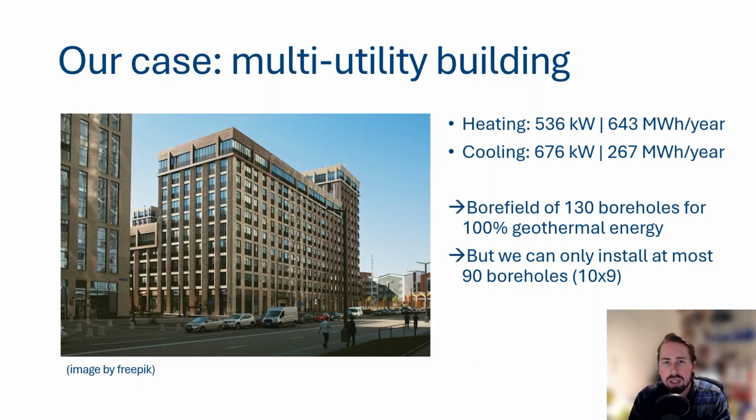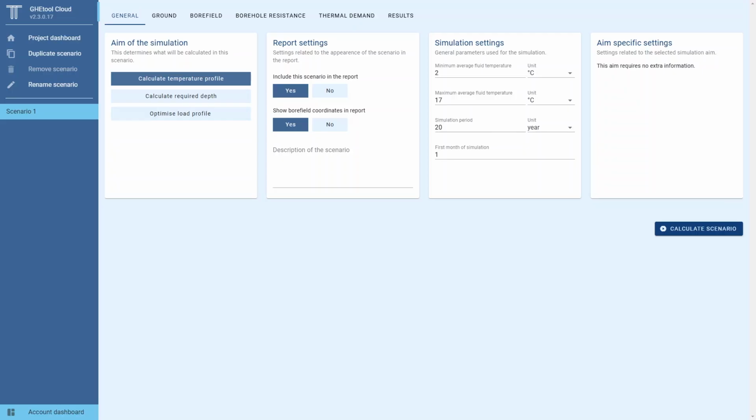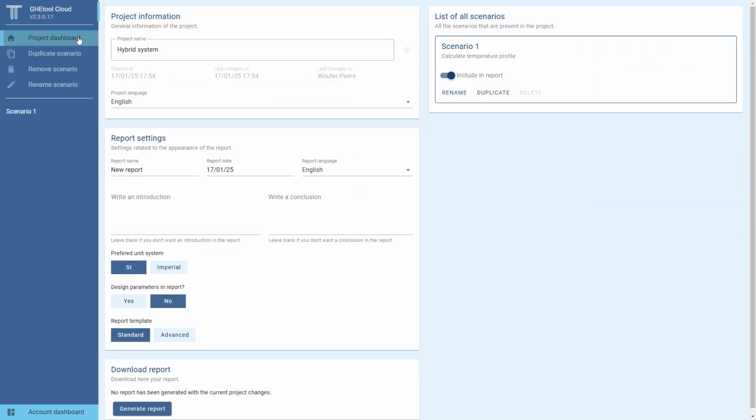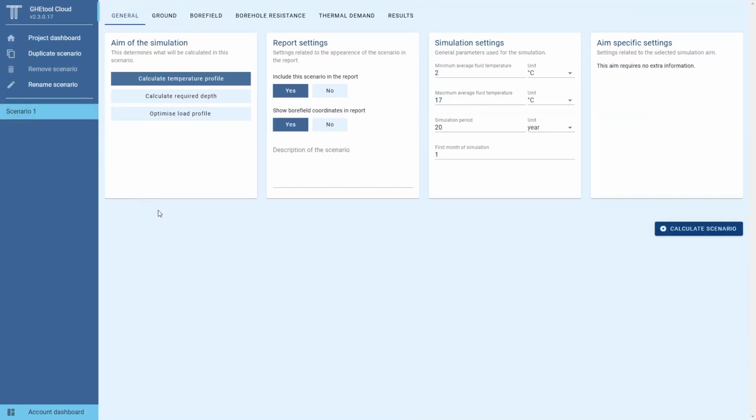So now let's jump over to GHEtool Cloud and get to work on this project. So now we're in GHEtool Cloud. I've created a new project with the name of hybrid system and we're ready to get started. First, what we're going to use is this optimise load profile method.